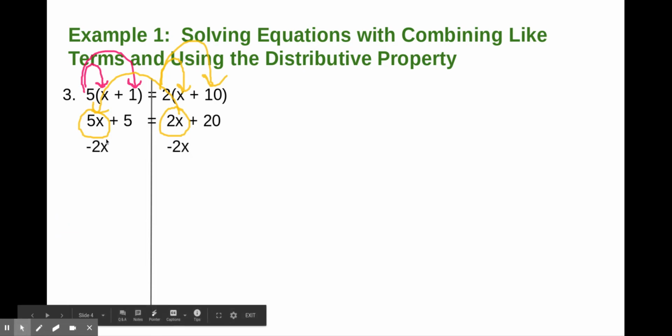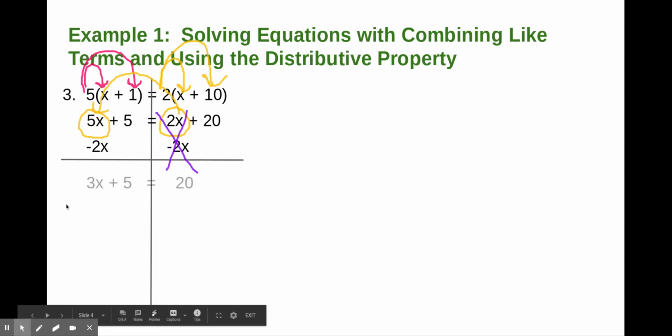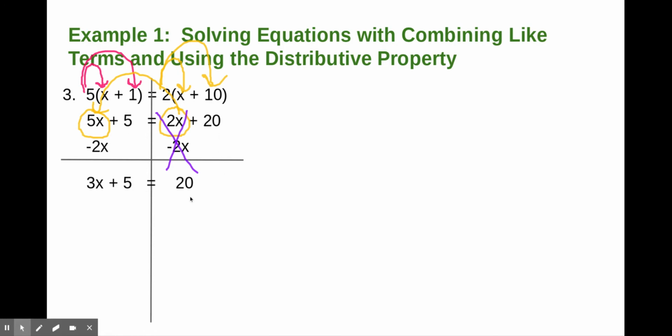And when you take anything over your equal sign, you always have to make it its opposite. So I take the 2x over, so that becomes 5x minus 2x. And the 2x and the -2x on the right side cross out. So we are left with 3x plus 5 equals 20. And guys, at this point, you should know that the next step then is, this is your 2-step equation from here. You're going to subtract 5 from both sides.